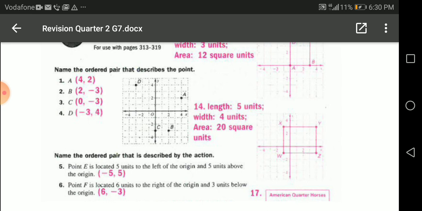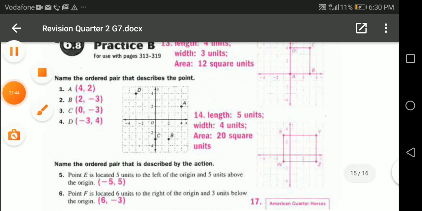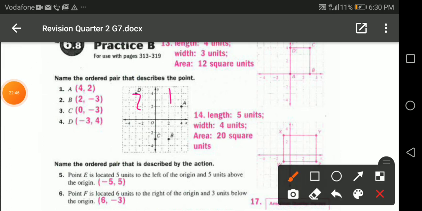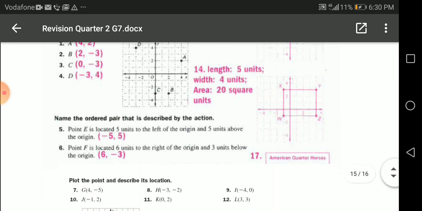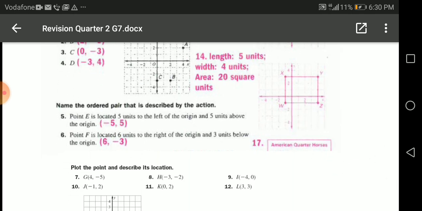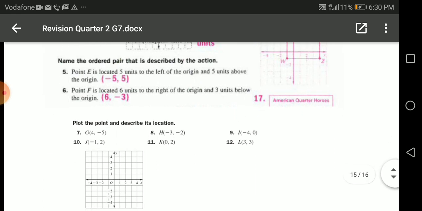Remember, how many quadrants do we have here? We have 4. 1, 2, 3, 4. 4 quadrants, first, second, third, fourth, because this is important. I will ask you here, point A is located in which quadrant? And you say the first quadrant. Up to the right, this is the first one.